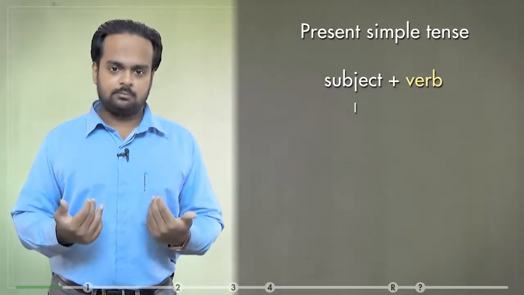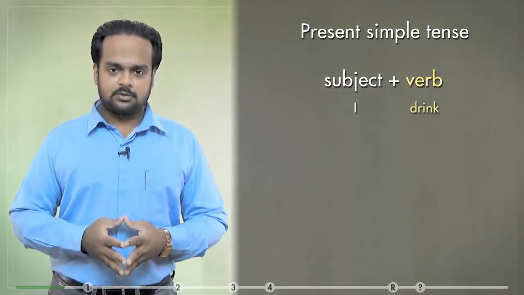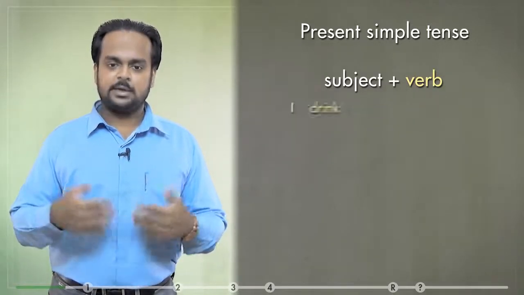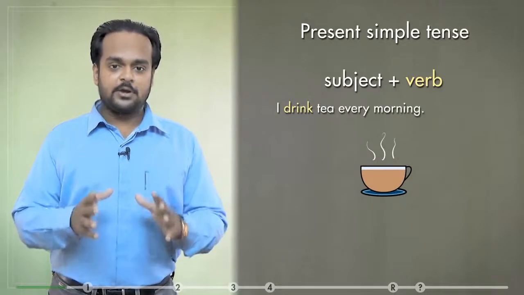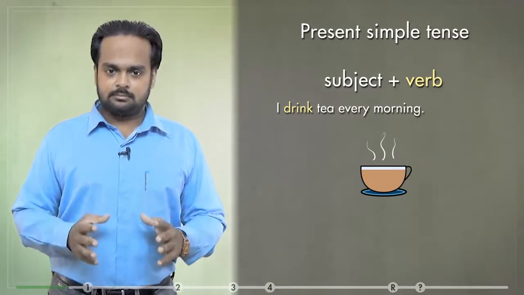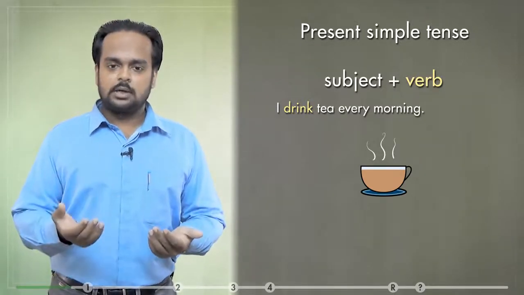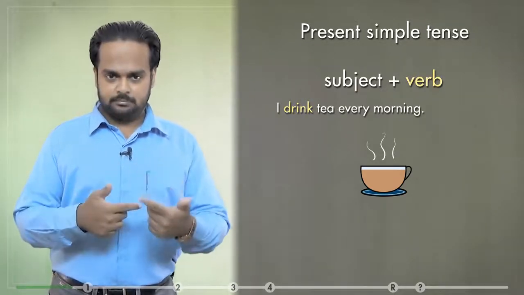Let's take I for now. And let's add a verb, say drink. Let's complete the sentence so it sounds meaningful. I drink tea every morning. And there you have the present simple tense. Now, what does that sentence mean? Well, when I say I drink tea every morning, you know that I do the action regularly.